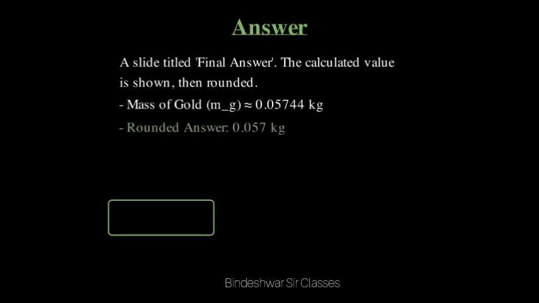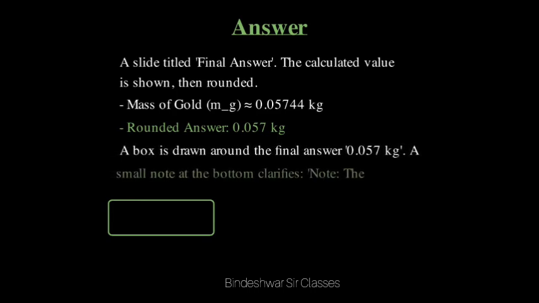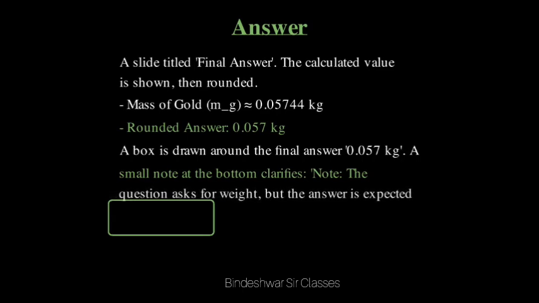Rounding this to a reasonable number of significant figures, we get 0.057 kilograms. The question asks for the weight of the gold, but the expected answer is in kilograms, a unit of mass. In physics problems like this, weight is often used interchangeably with mass. If you needed the true weight, you would multiply this mass by the acceleration due to gravity, g. But for this question, the required answer is the mass. So, the final answer is 0.057 kilograms.